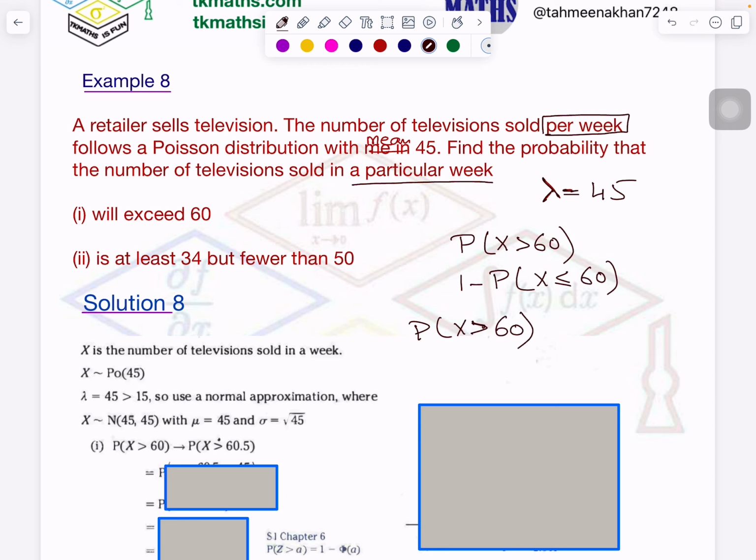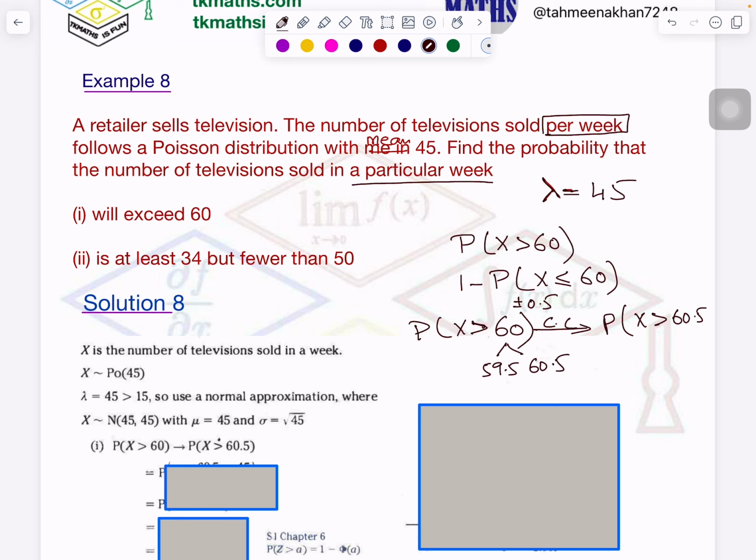And this is the discrete data. So when you're applying continuity correction, 60 is not included. It is greater than, so it should be 60.5, because to apply continuity correction you do plus or minus 0.5. If you minus, it will be 59.5. If you plus, it will be 60.5.